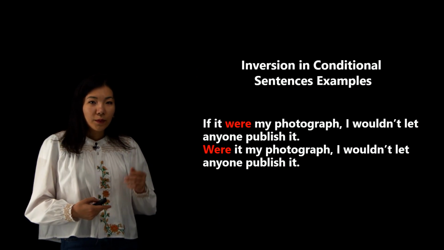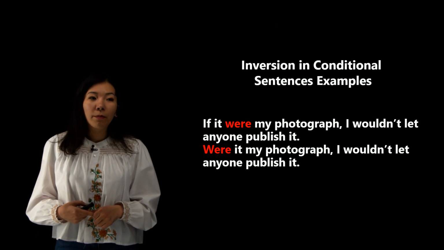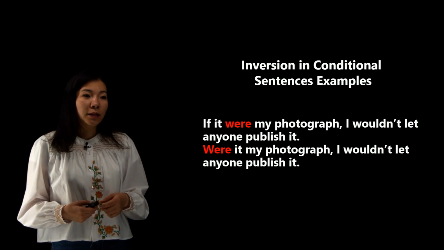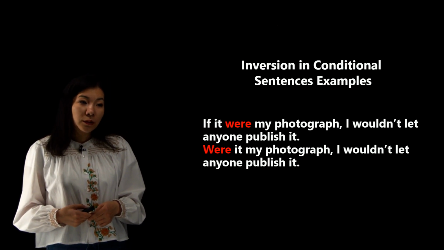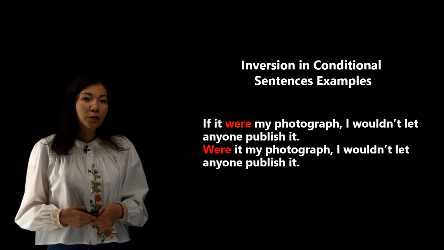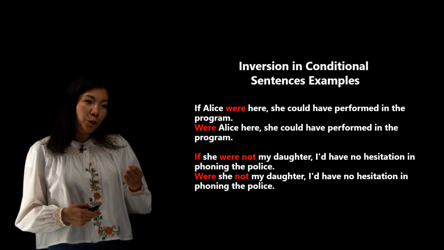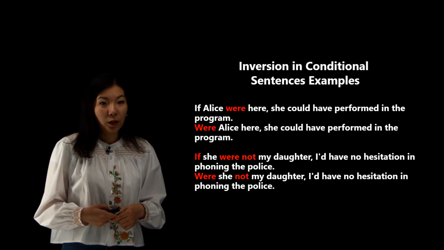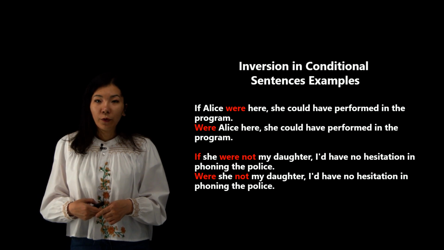So, if it were my photograph, I wouldn't let anyone publish it. So yeah, let's invert it. So here we just take away the word if. So were it my photograph, I wouldn't let anyone publish it. So let's see the other examples here. So first one, if Alice were here, she could have performed in the program. Or you could simply say, were Alice here, we could have performed in the program.